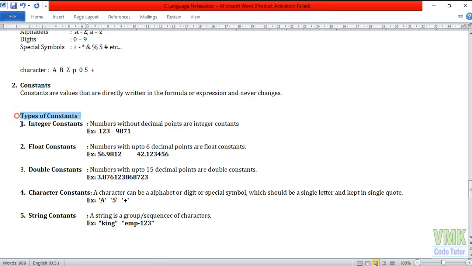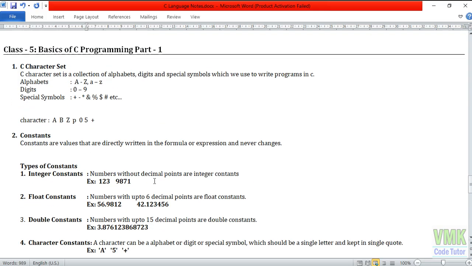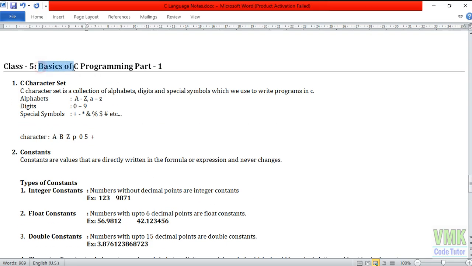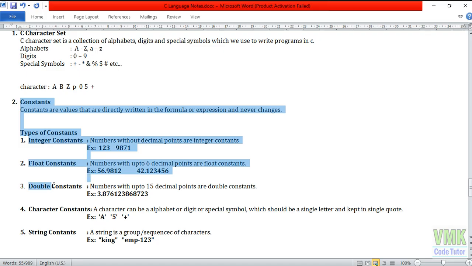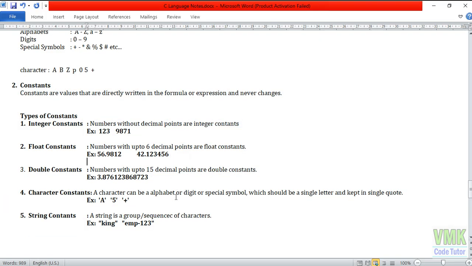Like this, we have 5 types of constants in programming. So this is what we have completed, basics of programming part 1: the C character set, which is used for writing, and constants, the different types of values that we are going to use in programming.